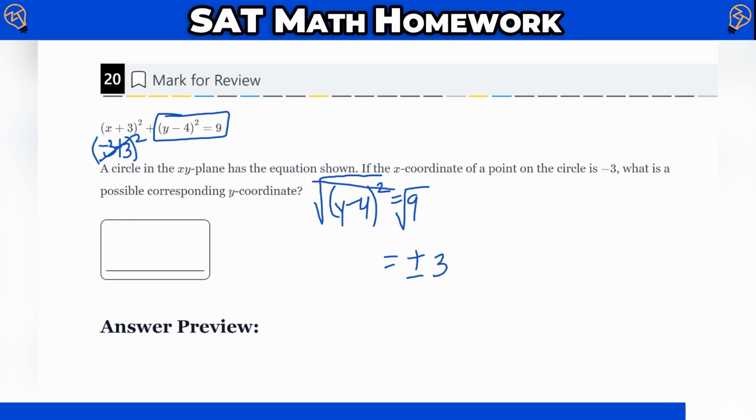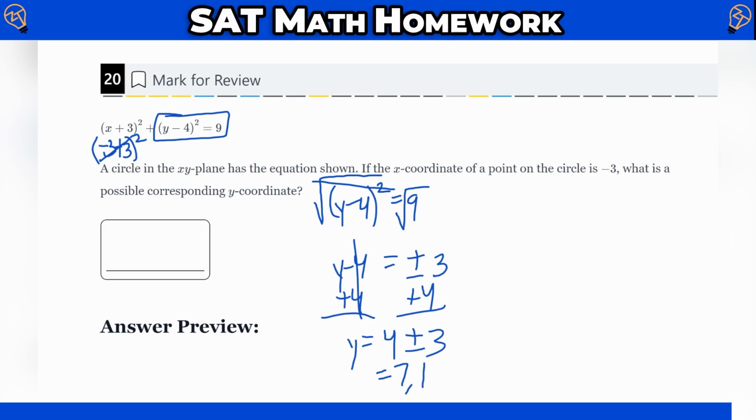Here, the square and square root cancel and I get y minus 4. And now I can add the 4 over. And then when I do so, I get 4 plus or minus 3. 4 plus 3 is 7. 4 minus 3 is 1. And I could input either of those two answers and it would be correct. So either 1 or 7.